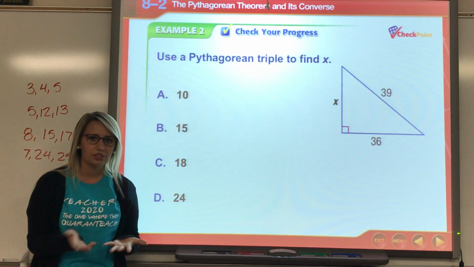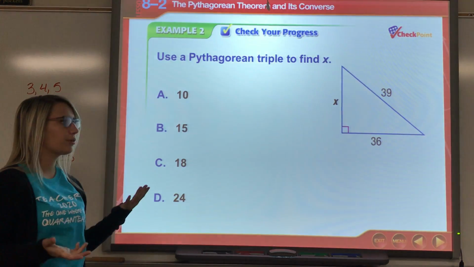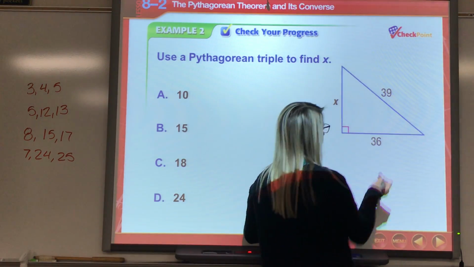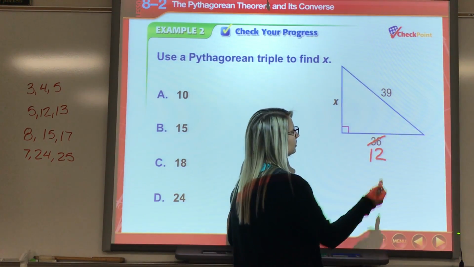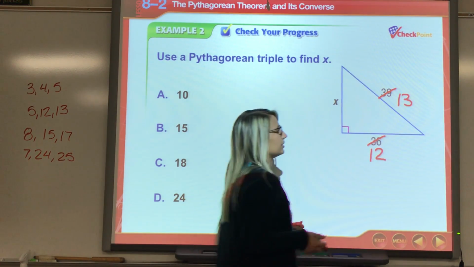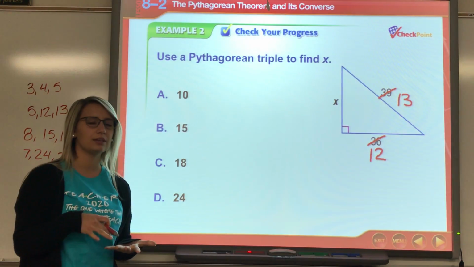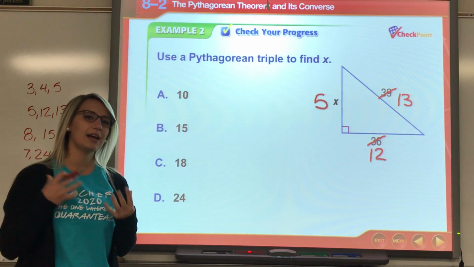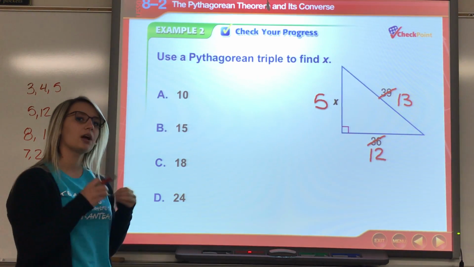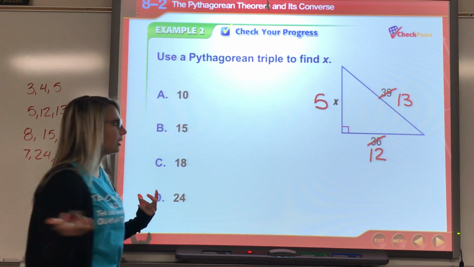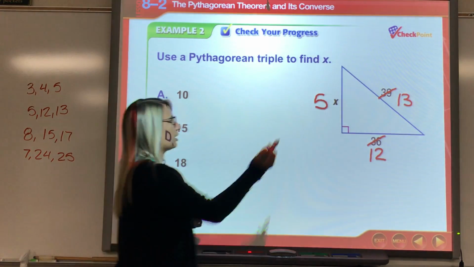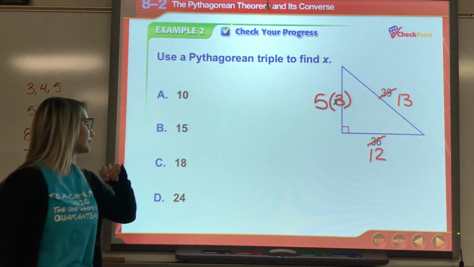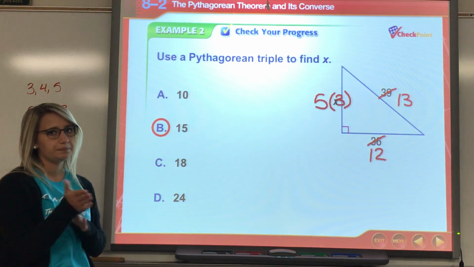Okay, here's one for you guys to try at home. It looks like both of these numbers can be easily divided by 3. So let's try that. Divide this by 3, we get 12. Divide this by 3, we get 13. So it's using that same triple we used in the example before, so we know that this side will be 5. But it's not just 5. We made it smaller, remember, so now we have to go back to the original numbers and make it bigger. First we divided by 3, so now we take this 5 times 3. So the answer we should be getting is x equals 15.